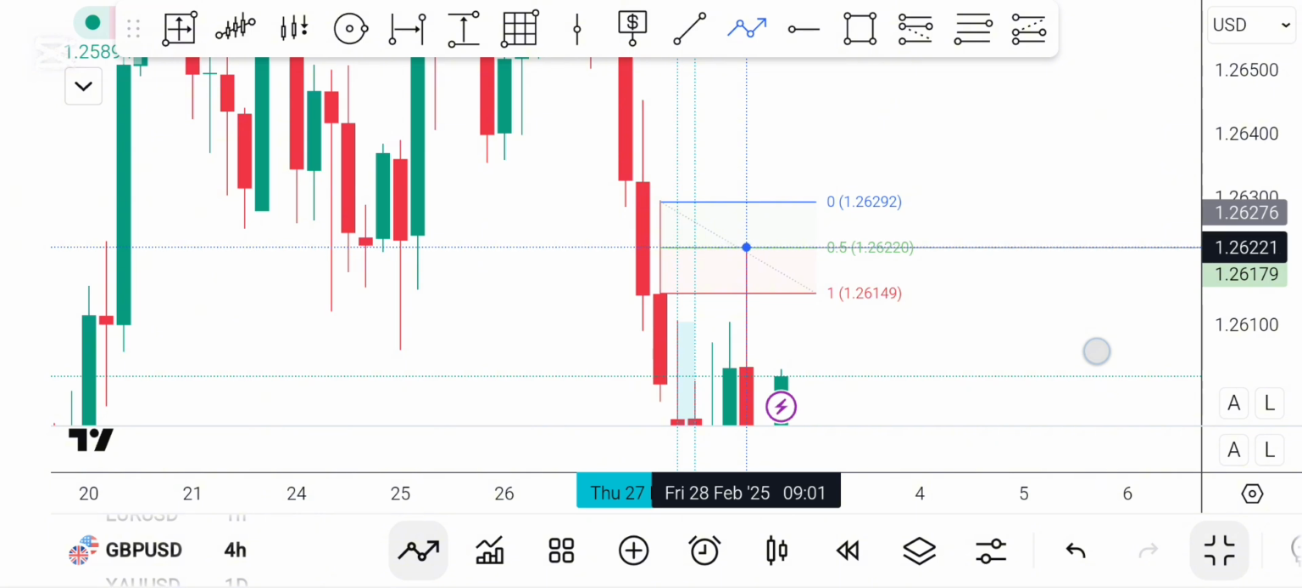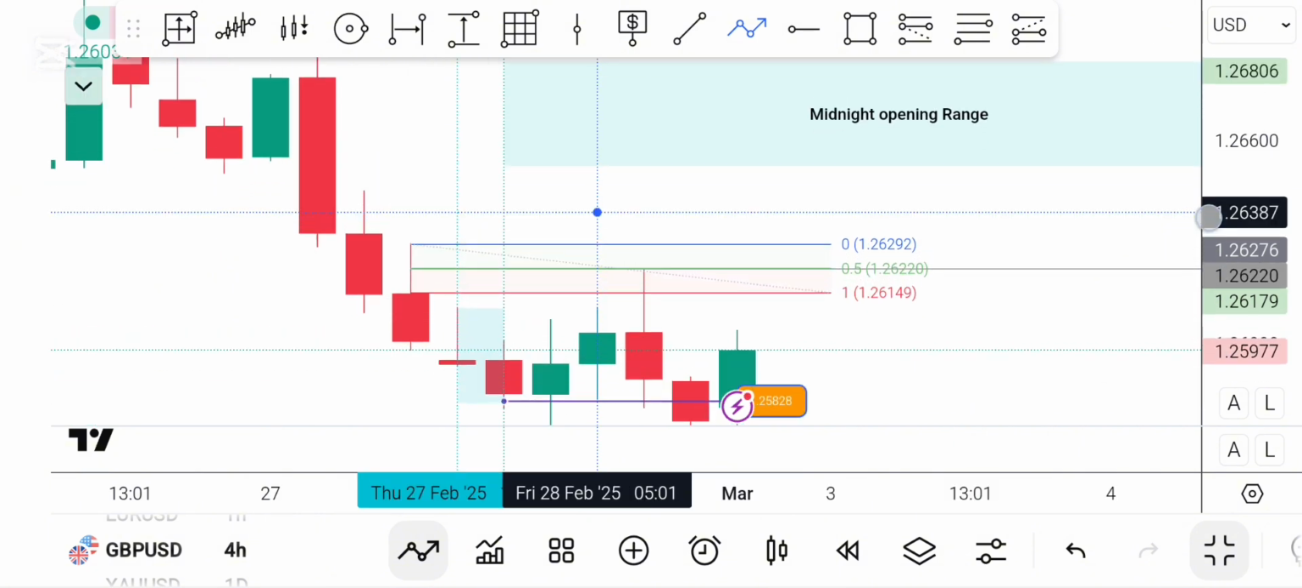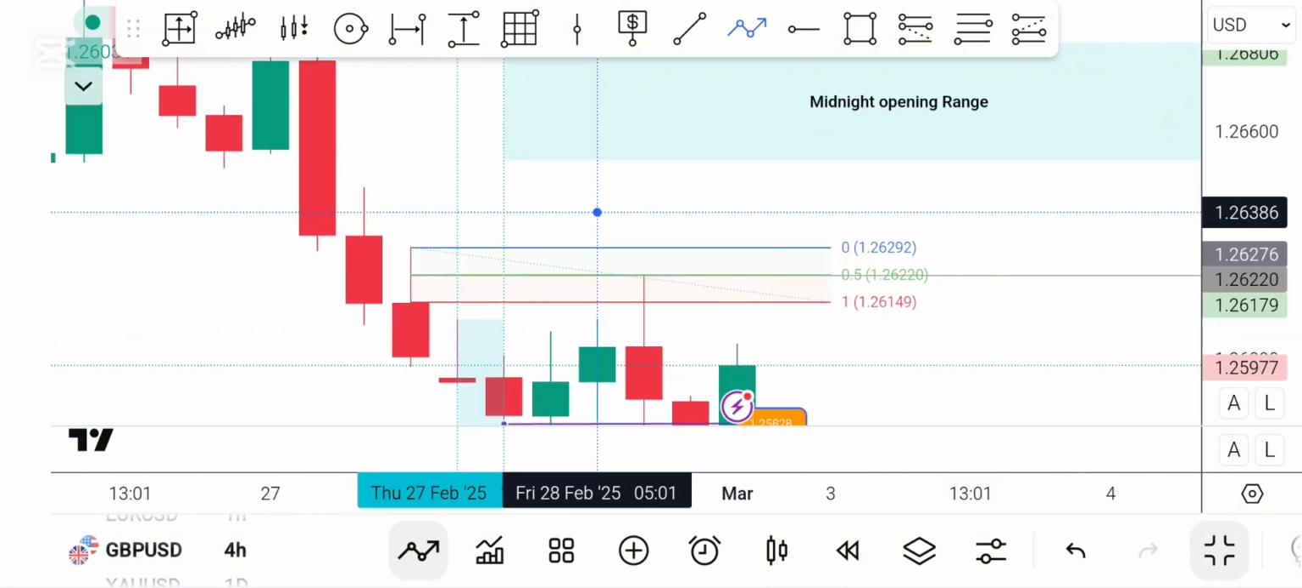So the algorithm regards weeks as what? As gaps. And the midpoint of a week is also the same as the midpoint of a gap, a fair value gap, for example, also called a consequent encroachment. So we are going to be looking at the midnight opening range, okay?